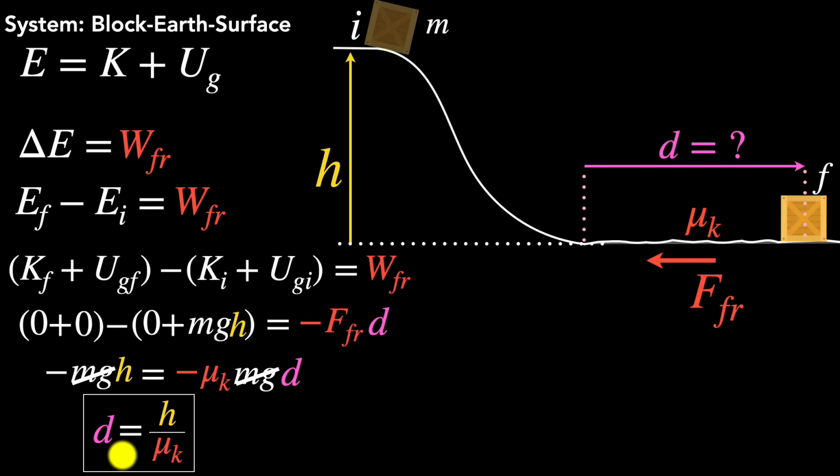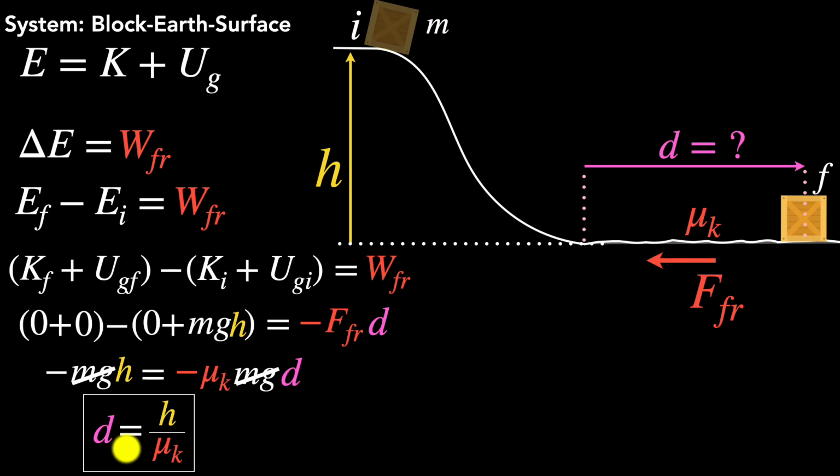So it makes sense. Also, we can take a look at some edge cases. What if h equals 0? Then d goes to 0. Does that make sense? Yeah, if h is 0, that basically means we are just keeping the block over here, and so it wouldn't travel at all, obviously. So d goes to 0. If mu k is 0, we get a 0 in the denominator, and d becomes what? Infinity? What does that even mean? Well, if mu k is 0, then there is no frictional force, and so the block would continue to move forever. That's what it's saying.